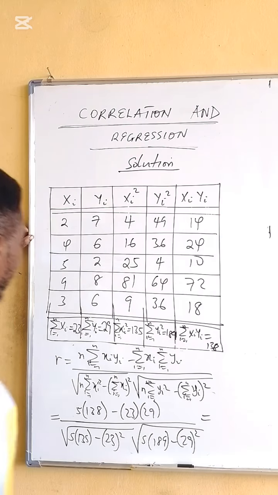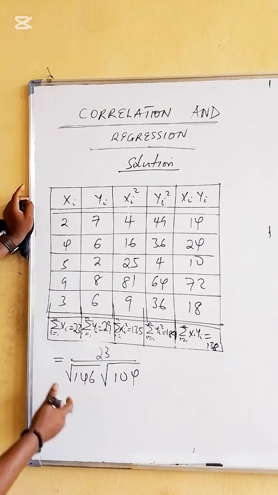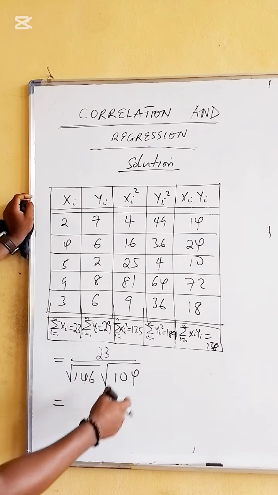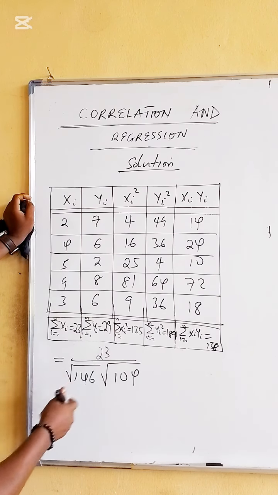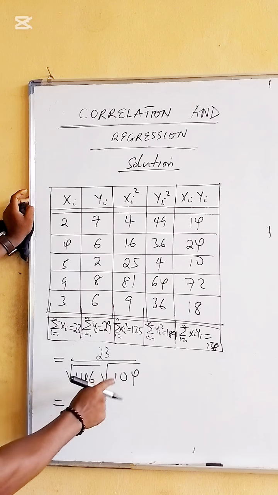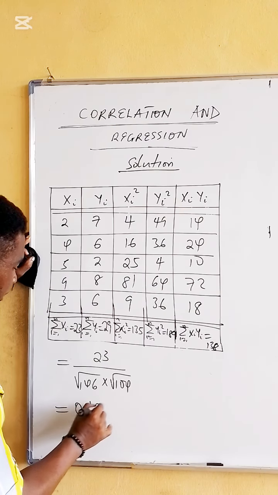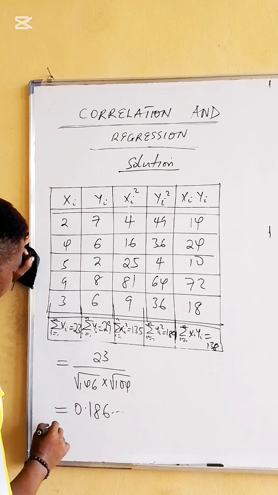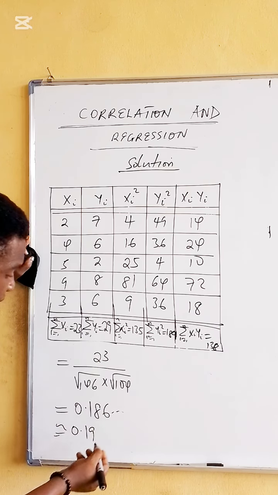So let's evaluate this to get our Pearson's correlation coefficient. We would end up obtaining 23 for our numerator and square root of 146 times square root of 104 for our denominator. Let's quickly divide. What would 23 divided by, in brackets, square root of 146 times square root of 104, give you? 0.186, which is approximately 0.19 to 2 decimal places.